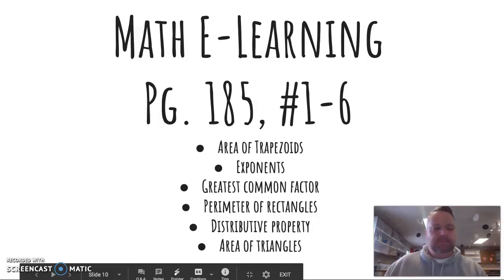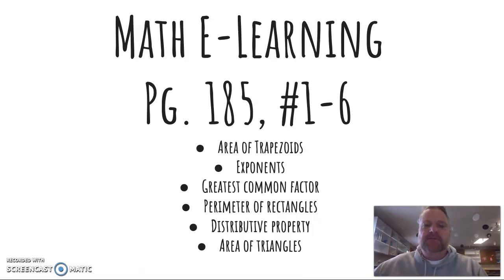Tuesday morning. This is the math e-learning for today. This will cover Google Classroom assignment called page 185, numbers 1 through 6. Today we'll cover 6 different skills that we'll be reviewing: area of trapezoids, exponents, greatest common factor, perimeter of rectangles, distributive property, and the area of triangles.